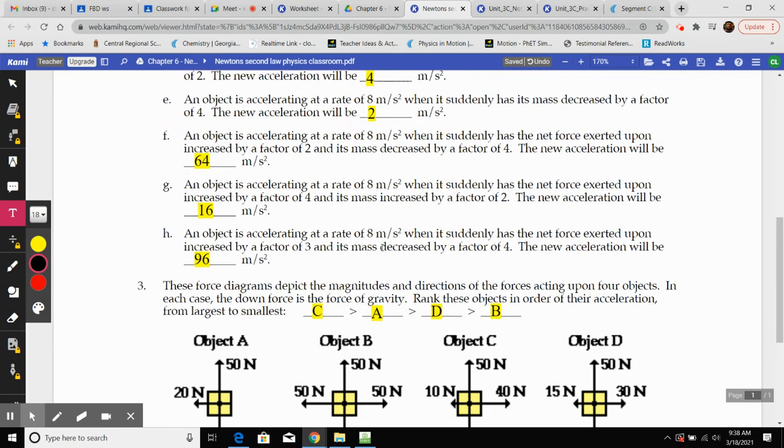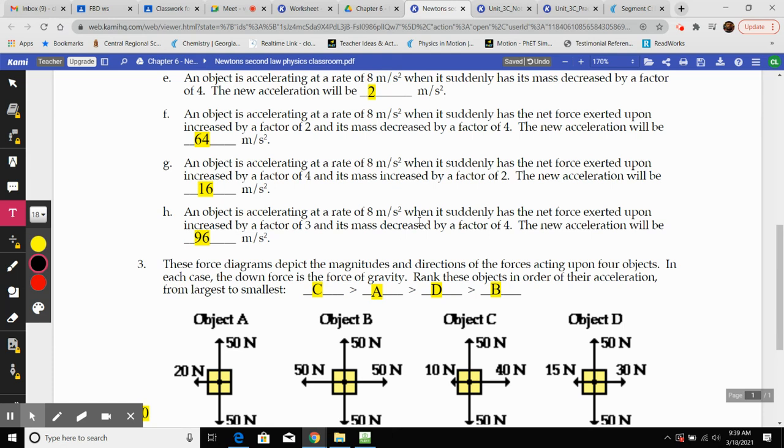What was G? G is 16. Do you know why? Whatever we did to the net force, we have to do to the acceleration. So in G, we're starting off with the acceleration is 8. So if the net force increases by 4, you would do 8 times 4. But the mass increases by 2. So whatever happens to the mass, if it says mass is increased, we do the opposite to the acceleration. So instead of multiplying that by 2, we divide by 2. And that's why we got 16. All right, guys.